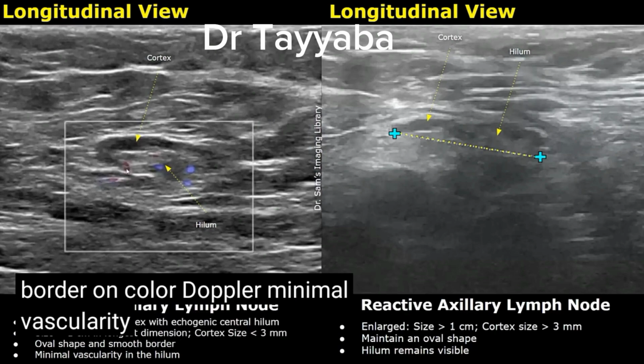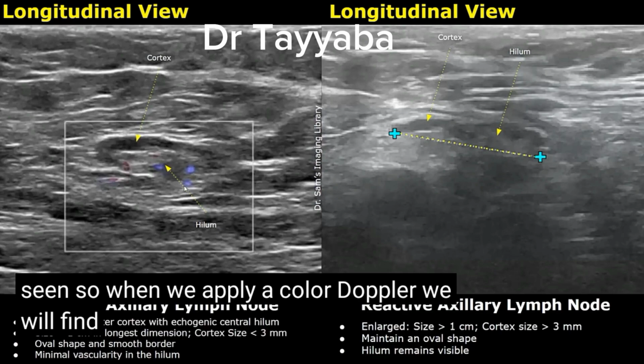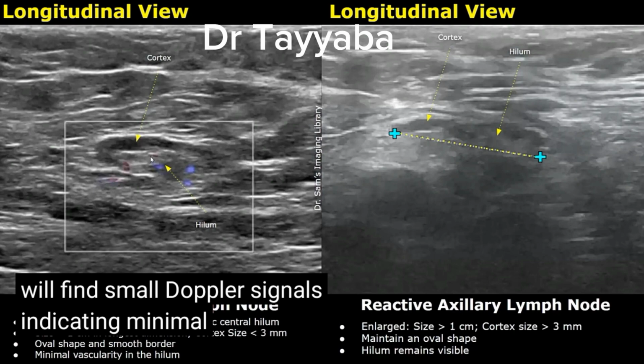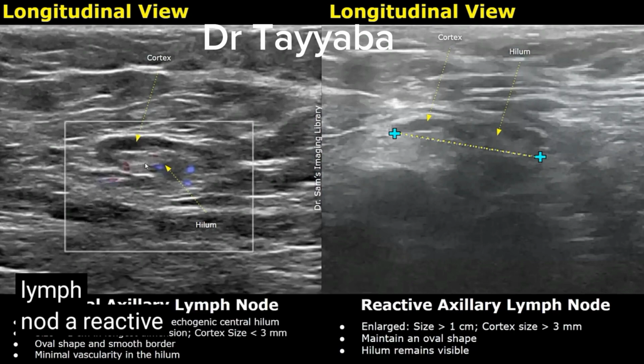On color Doppler, minimal vascularity in the hilum will be seen. So when we apply a color Doppler, we will find small Doppler signals indicating minimal vascularity in lymph nodes.